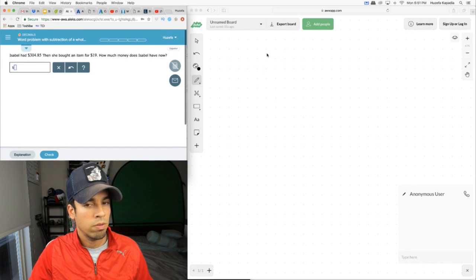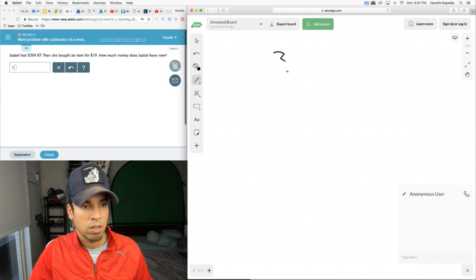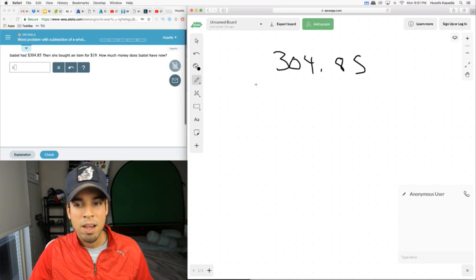All right, Isabel had $304.85. Then she bought an item for $19. Now this gives it away, the fact that this is a subtraction problem. But it is a subtraction problem, and now she's losing $19 from what she had.